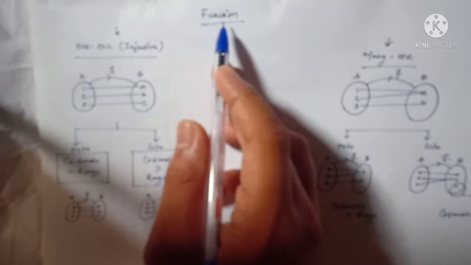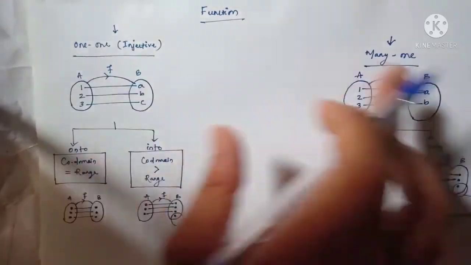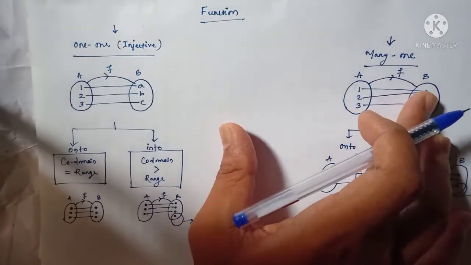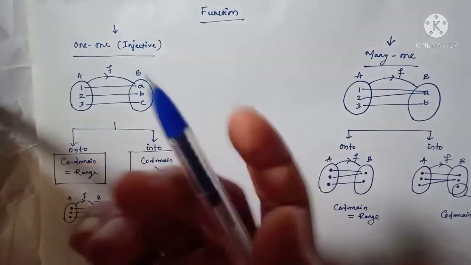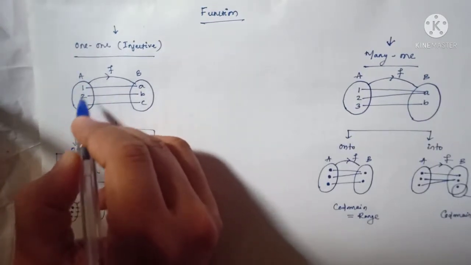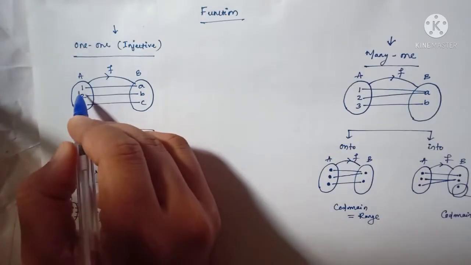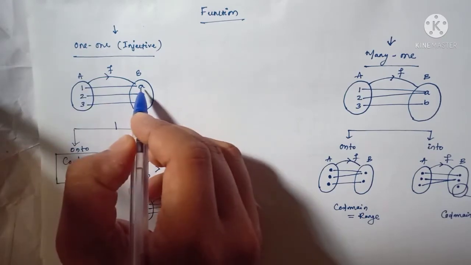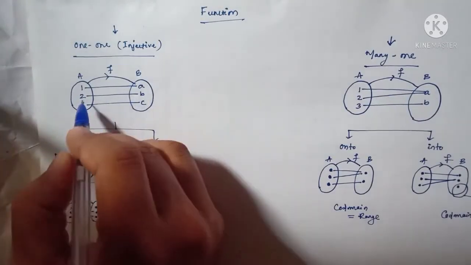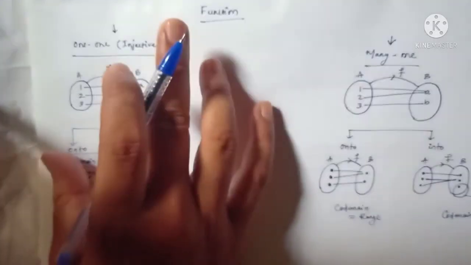Students, here I have differentiated functions into four mainstream categories. As you can see on your screen, we have one-one, many-one, onto, into. Onto and into functions are applicable in both cases. So let's have a look at what a one-one function is first. A one-one function says each element of the domain will have one image in the codomain. That means for 1 we have A, for 2 we have B, for 3 we have C. So that is called a one-one function.